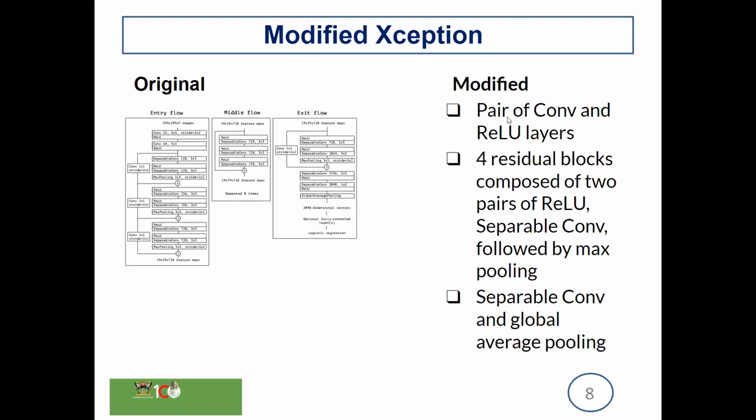They essentially take a pair of convolution and ReLU layers, as we can see here. On top of that, they have 4 residual blocks, and each residual block includes two pairs of ReLU on top of separable convolution layers, followed by max pooling. They take these blocks and make 4 residuals of these, and then finally they add a separable convolution layer with global average pooling to seal the convolution part of the architecture. The rest of the modified Xception is what I've discussed in the previous slide.